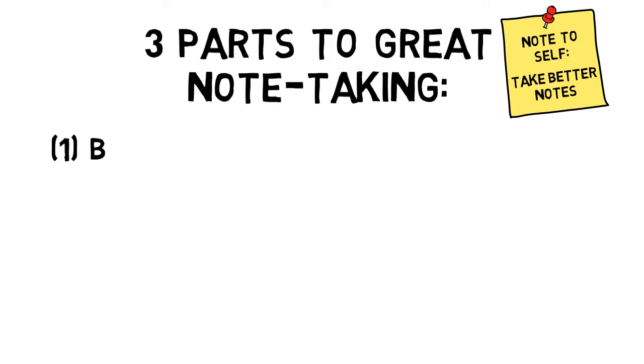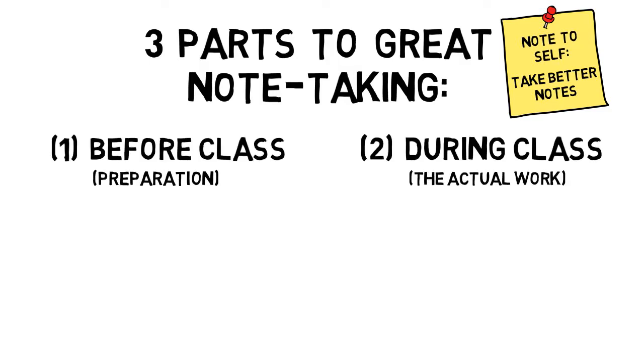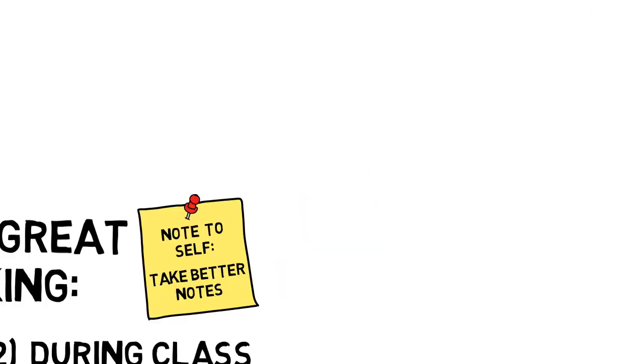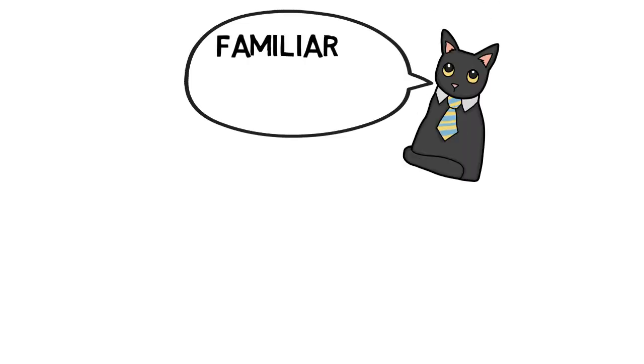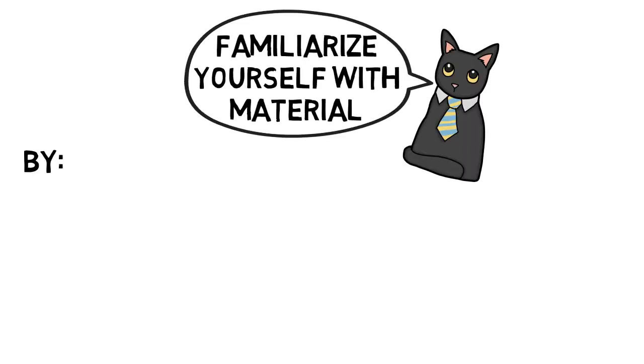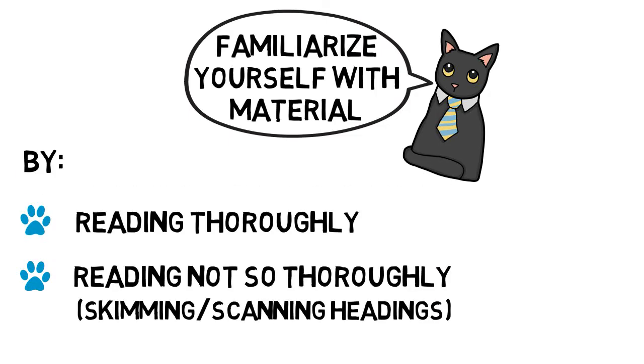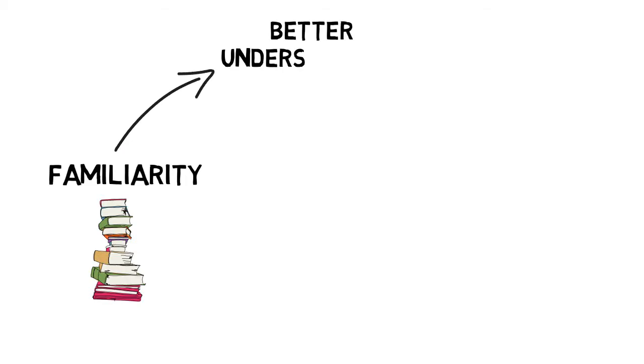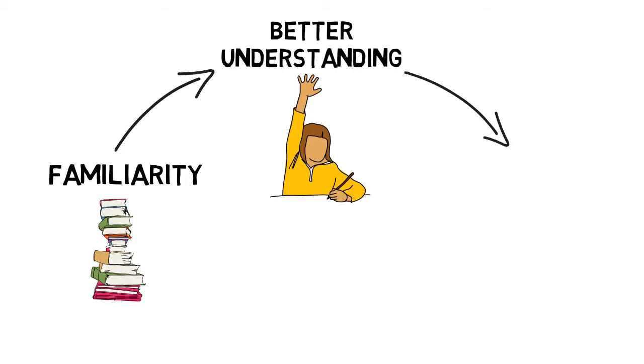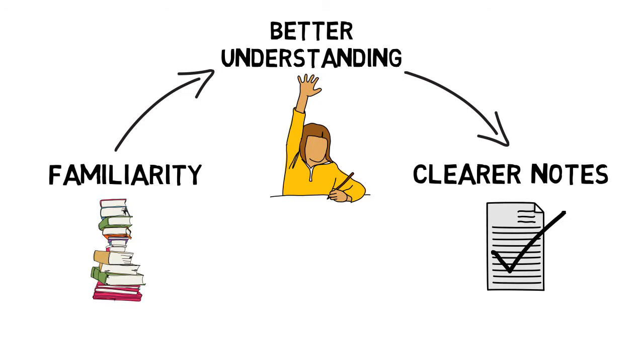There are three major parts to great note-taking in class: what you do before class, during, and after. Before class, do whatever you can to be as familiar with the topic as possible, whether by thoroughly reading through assigned materials, skimming, or reading the headings and subheadings. The more familiar you are with the topic, the better you will understand what is going on in class, and the more adept you will be in identifying what is important to write down.